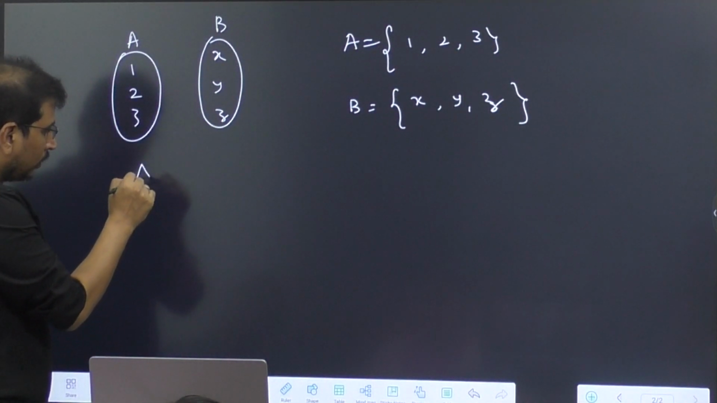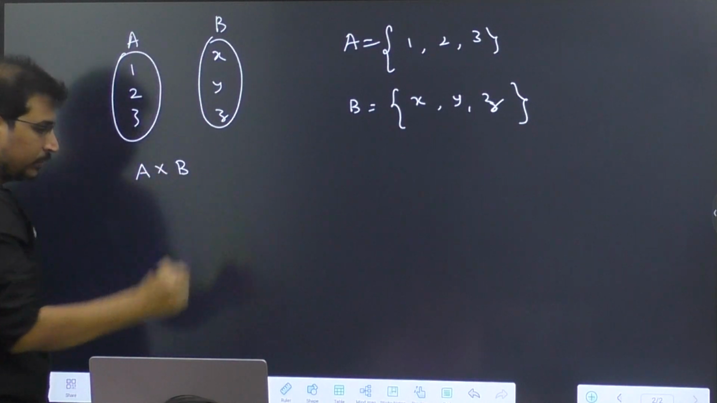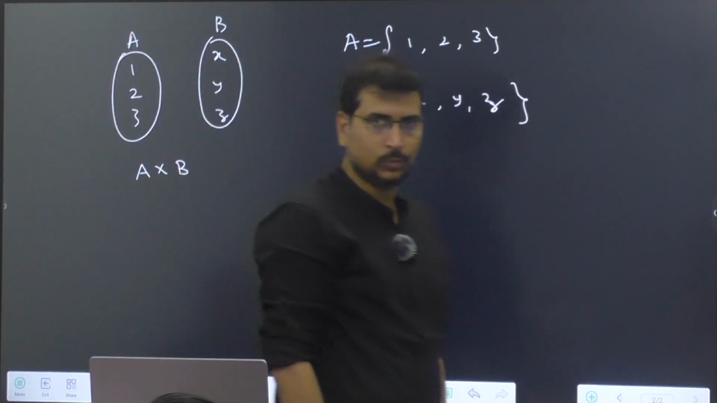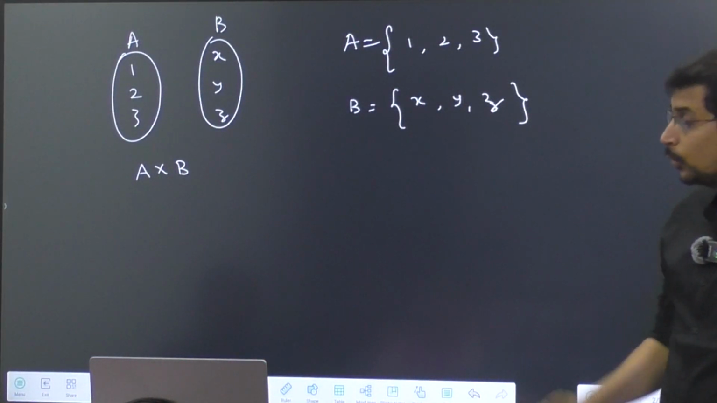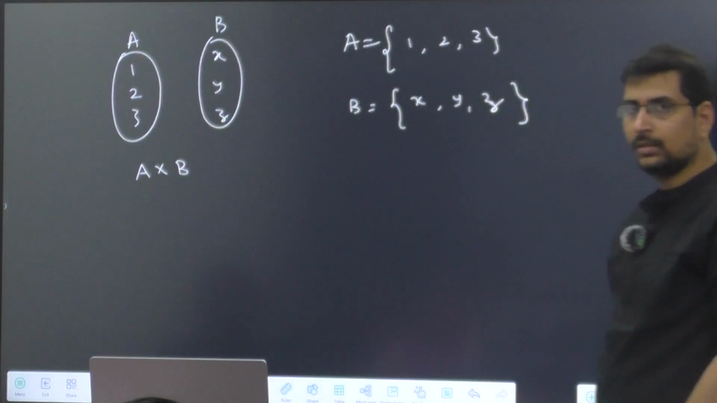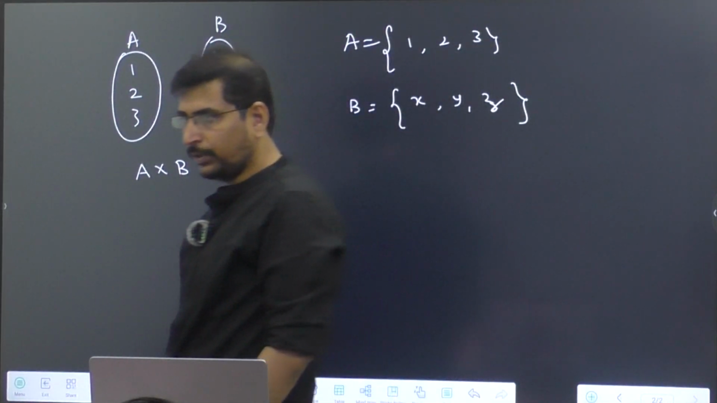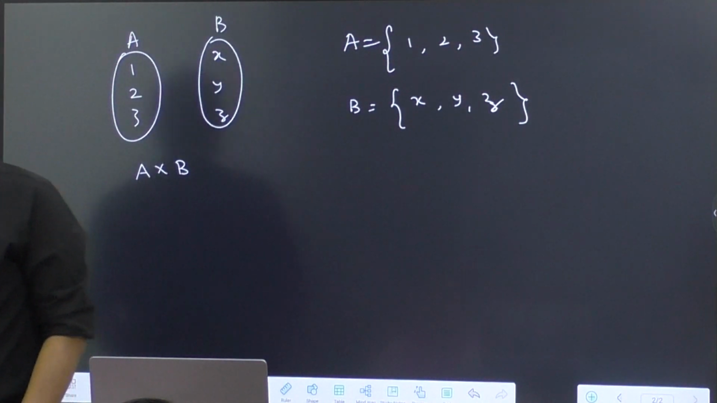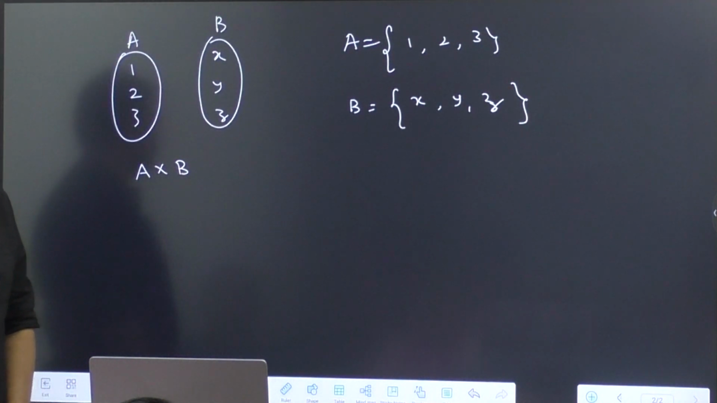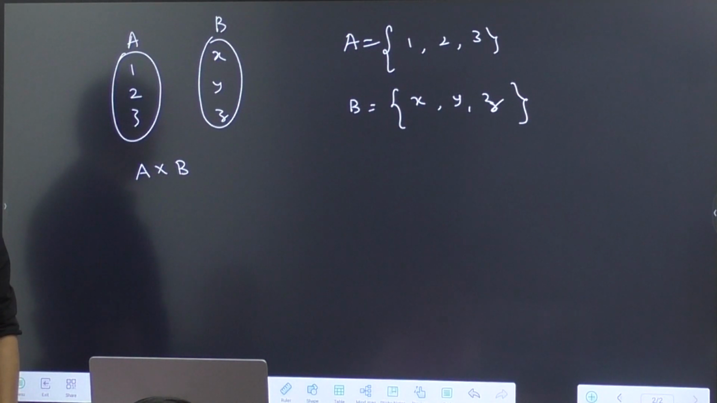If I do some operation like this, you would have seen this. Don't say you didn't see. What is it? How do you read it? You read it as A cross B, right? But what is this operation mathematically called? It is the Cartesian product of two sets.